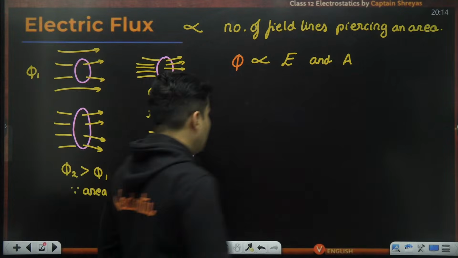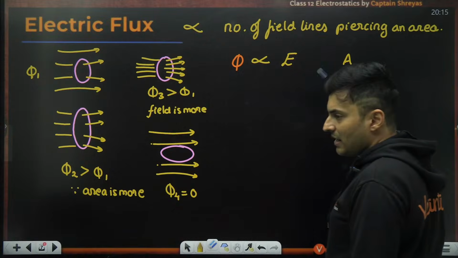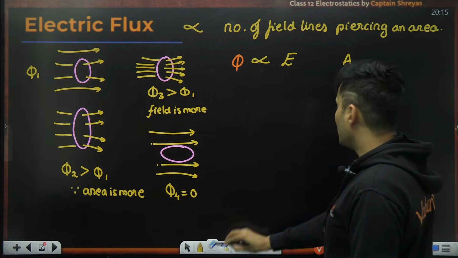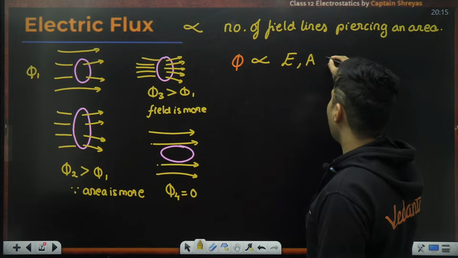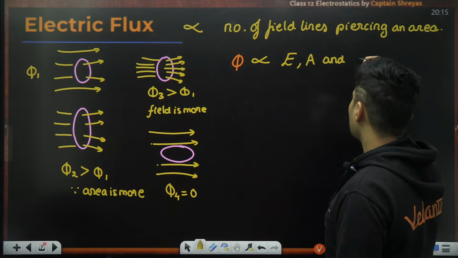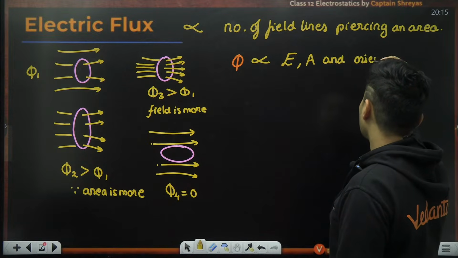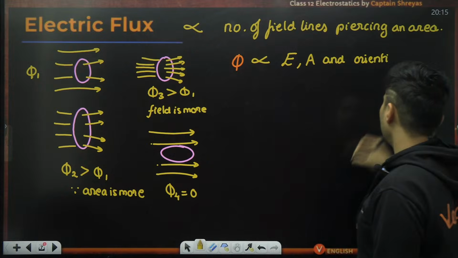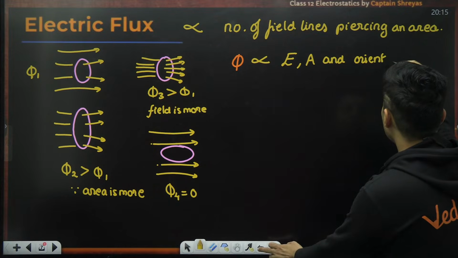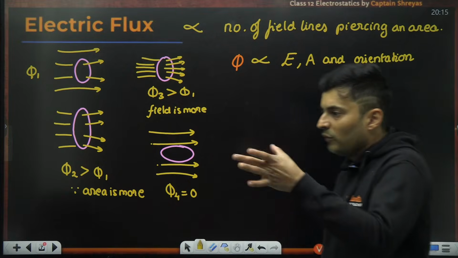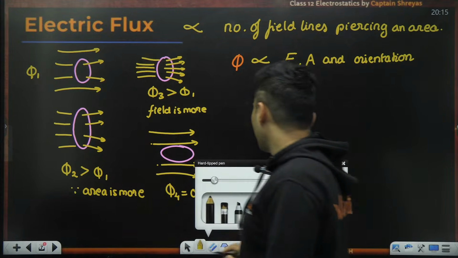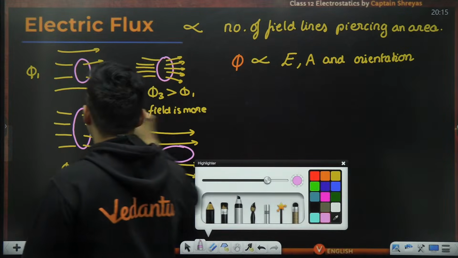That means I have used a wrong word over here. It should not be 'and', I should put a comma. It depends on field, comma, area, and also the orientation. It also depends on the orientation of how that area is oriented in each scenario.